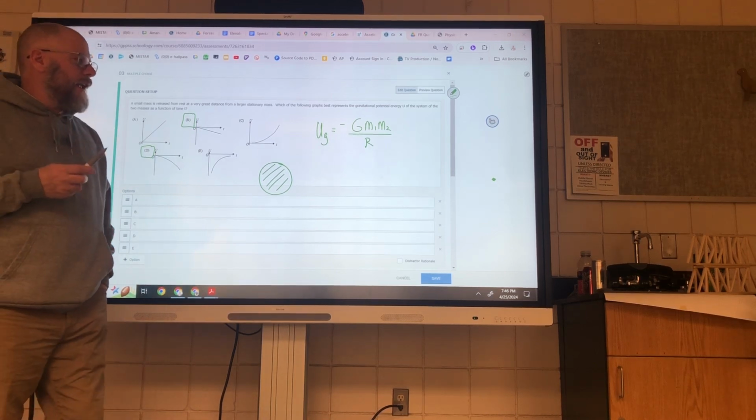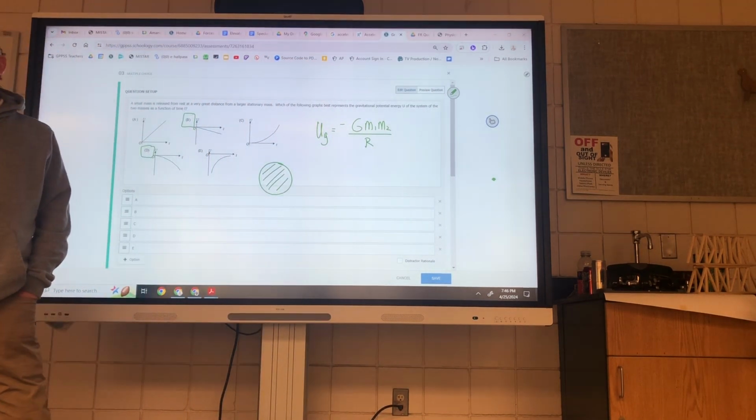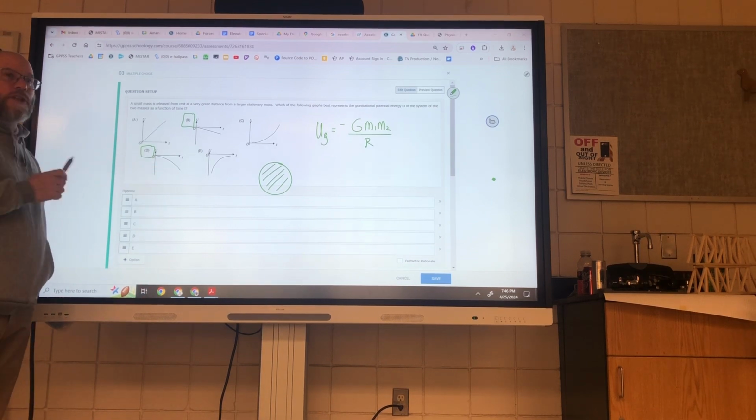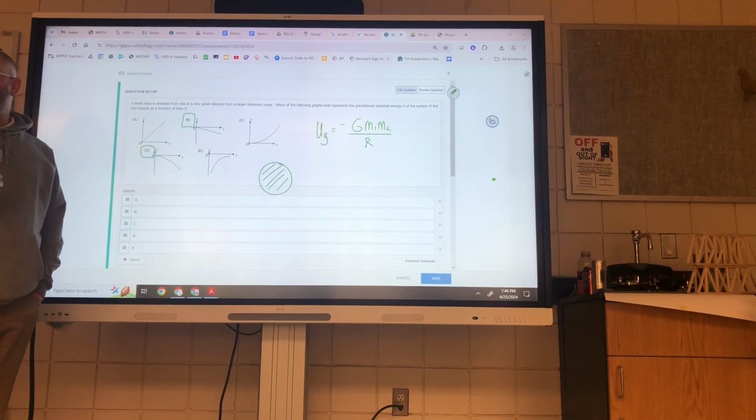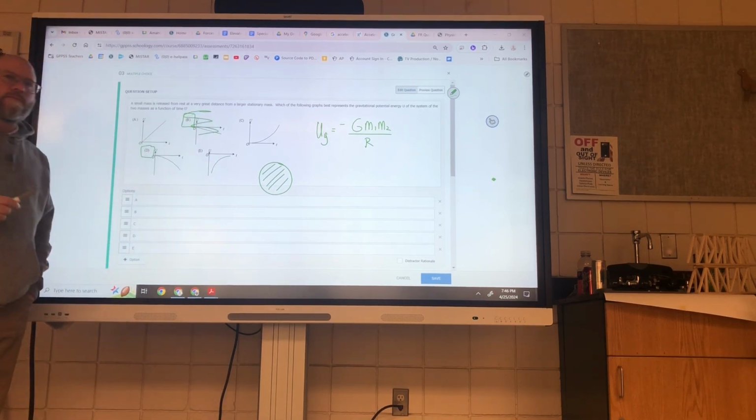If we conceptualize this, is it moving in at a constant speed? No. What's happening to it? It's accelerating. It's getting faster and faster and faster. So I think the rate at which the potential energy is changing is going to be increasing. So I think it's not this one. I think it's this one.